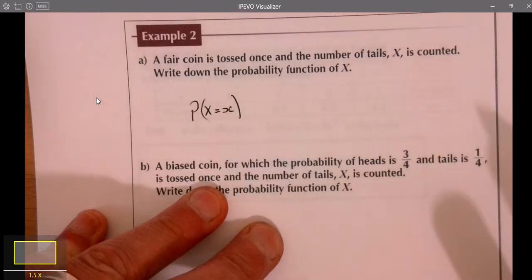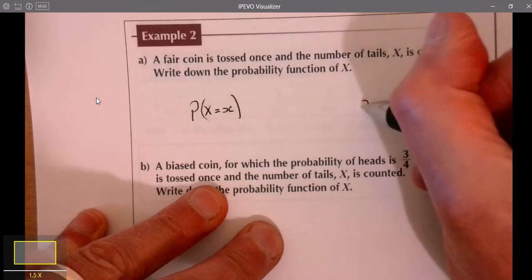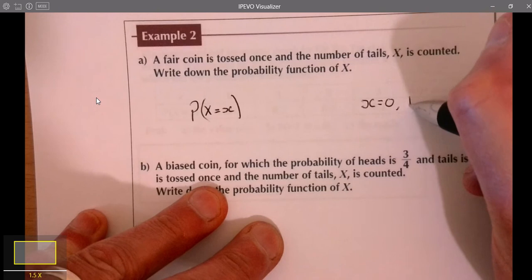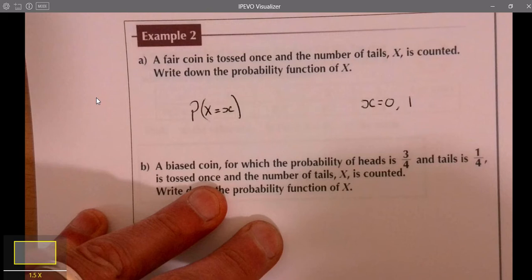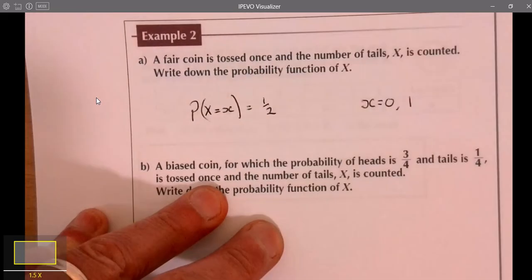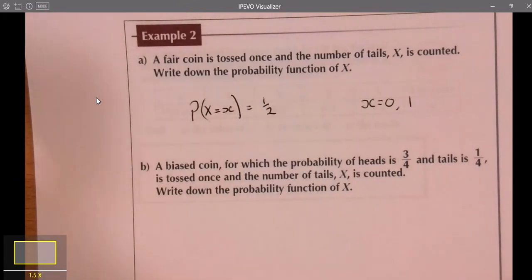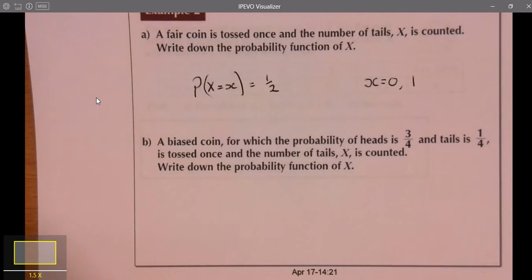So how many tails are we going to get? We're either going to get 0 or we're going to get 1. So the different values that x can take are 0 or 1. What's the probability of getting 0 tails? A half. What's the probability of getting 1 tail? A half. There you go. It's just always like that. I could set that out in a very simple table, but it's probably easier to write it down as a function. It's probably better explained in part b here.